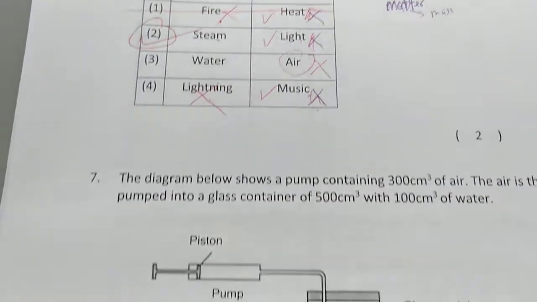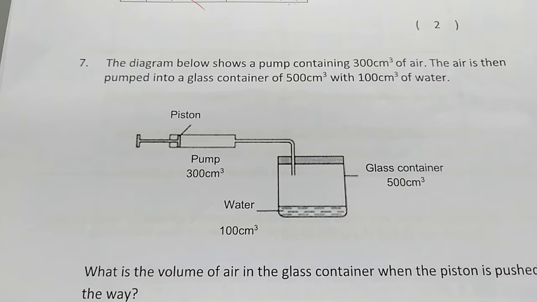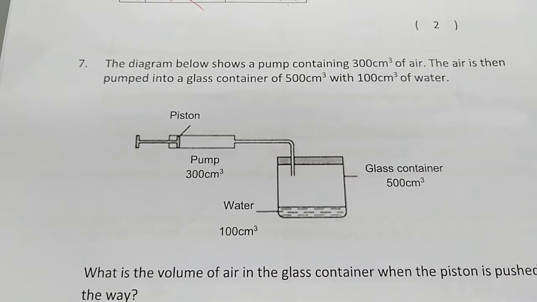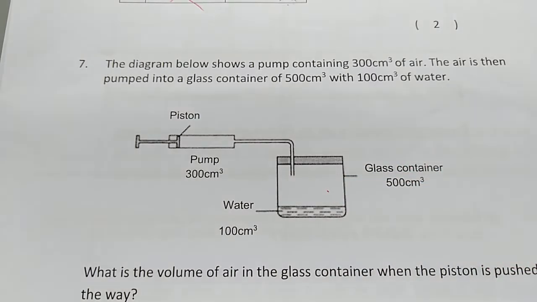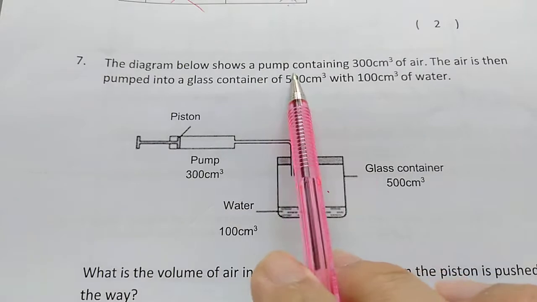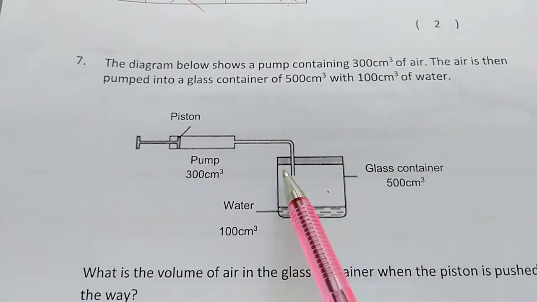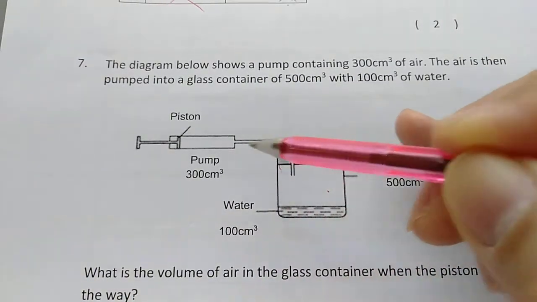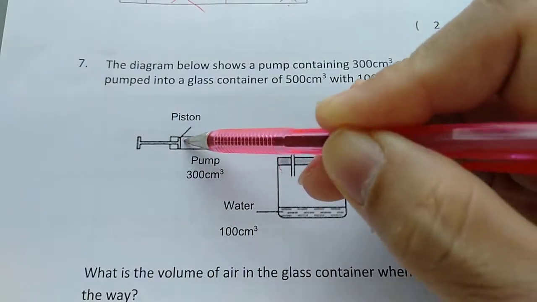Next one now. The diagram shows a pump containing air. This kind of question always tries to put more gases into a container that has less volume. Very often students don't remember that air can be compressed, that you can have more air enter a smaller container. The diagram shows a pump containing 300 cubic centimeters of air. So this part here is 300 cubic centimeters.